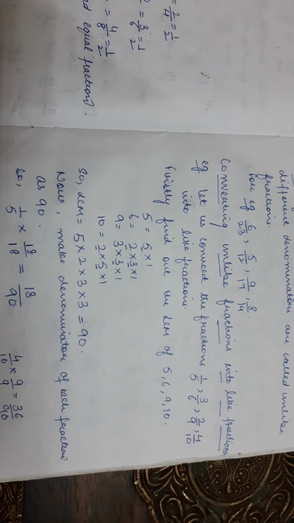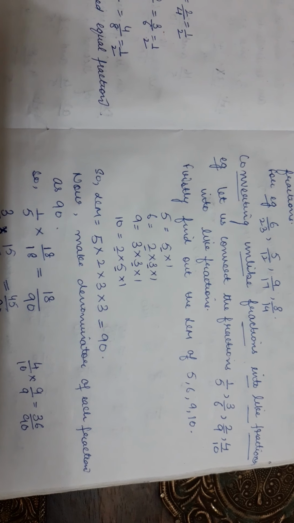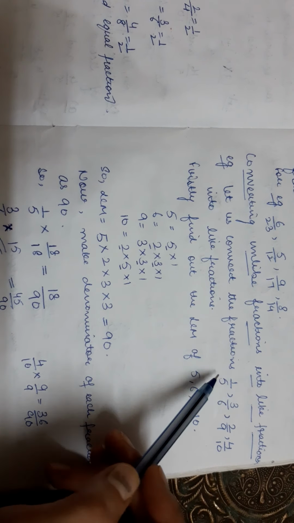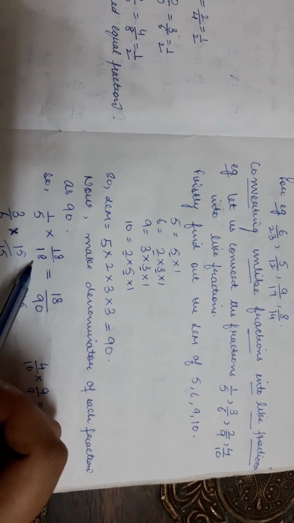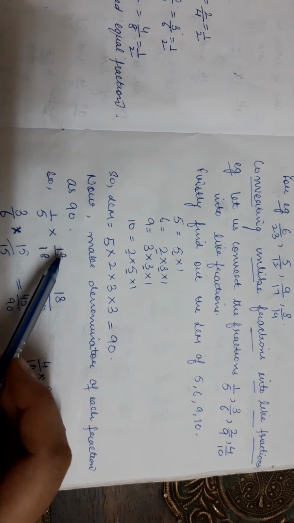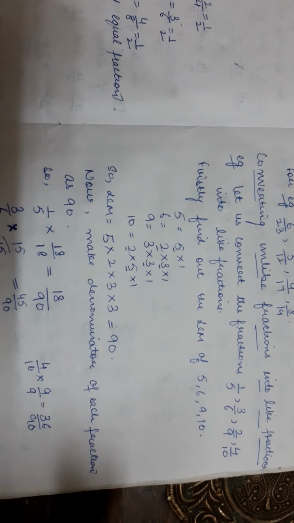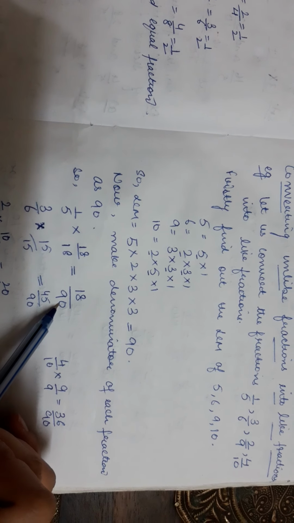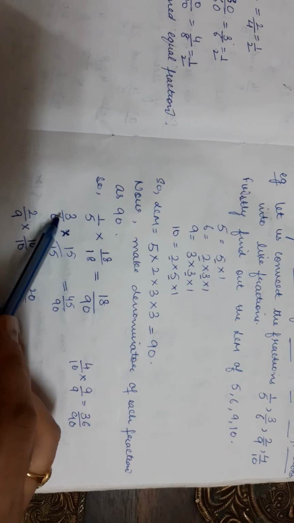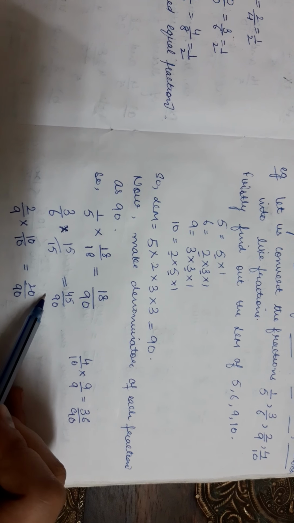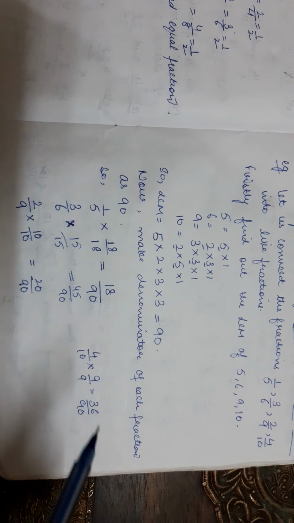Now the next step is to make all the denominators 90. If I start with the first fraction 1 by 5, what should be multiplied with 5 to get 90? 18, because we know 18 5s are 90. So in the numerator also we will be multiplying with the same number. So 18 1s are 18 and 18 5s are 90. This is my first fraction. Next is 3 by 6. 6 should be multiplied with what number to get 90? 15. So 15 6s are 90 and 15 3s are 45.